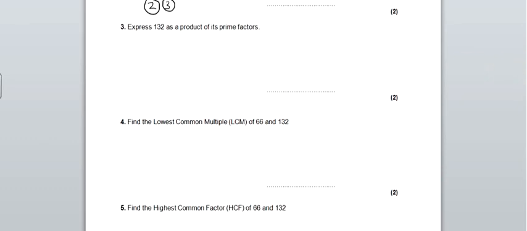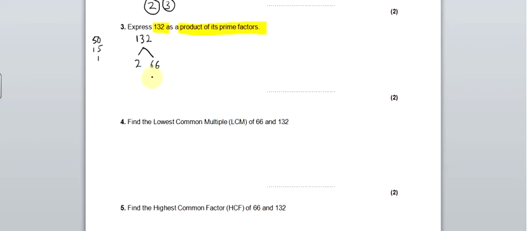Okay, question 3. Express 132 as a product of its prime factors. So if you haven't had a go at this yet, then you might want to press pause and have a quick go now. But I'm going to do exactly the same thing. 132. Now that's a bit trickier. But I can see it's an even number, so I'm going to halve it. So half of 100 is 50, half of 30 is 15, and half of 2 is 1. So that's going to be 66. So it's 2 times 66.